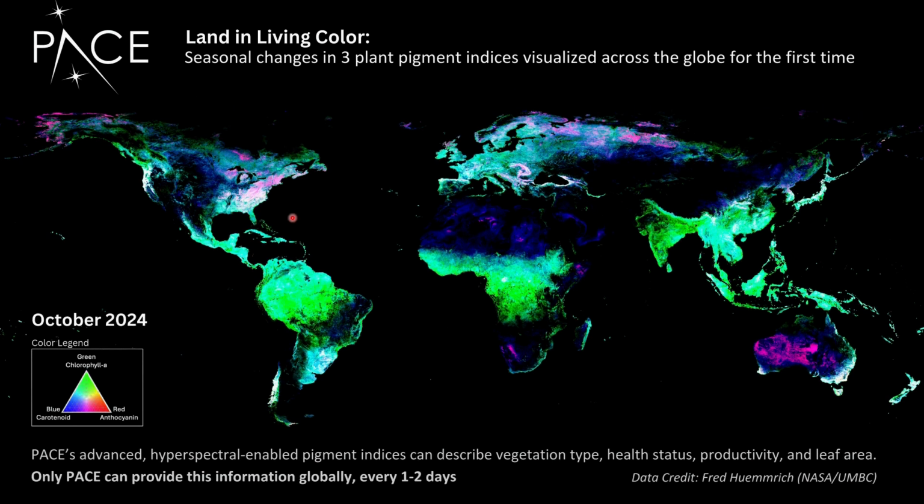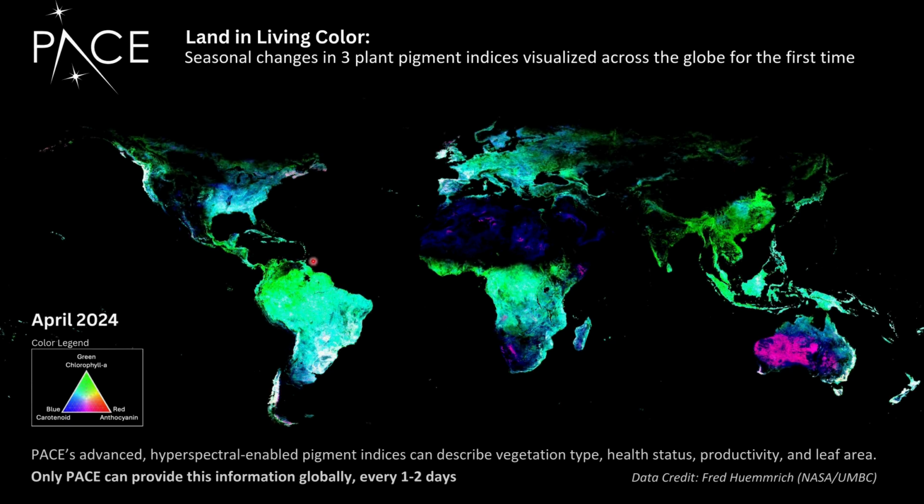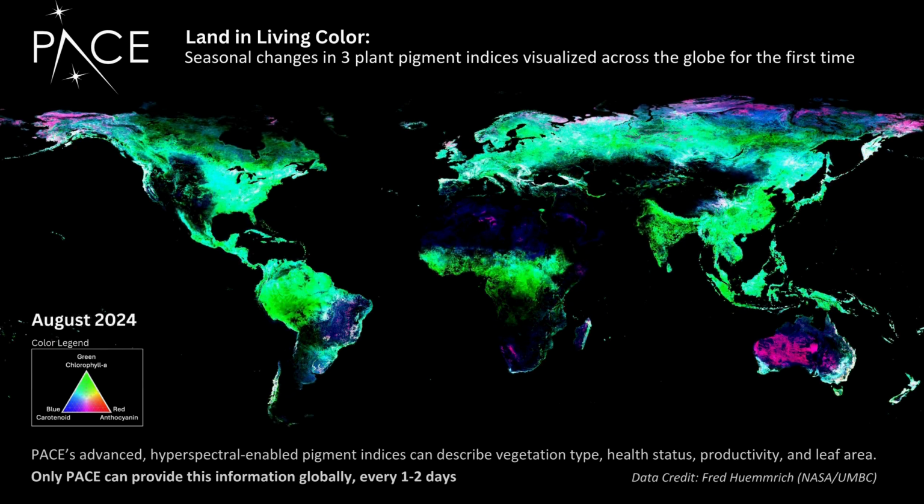And so we're seeing this in the PACE data, and this is the first time we've ever been able to really look at these kinds of global patterns of leaf chemistry.